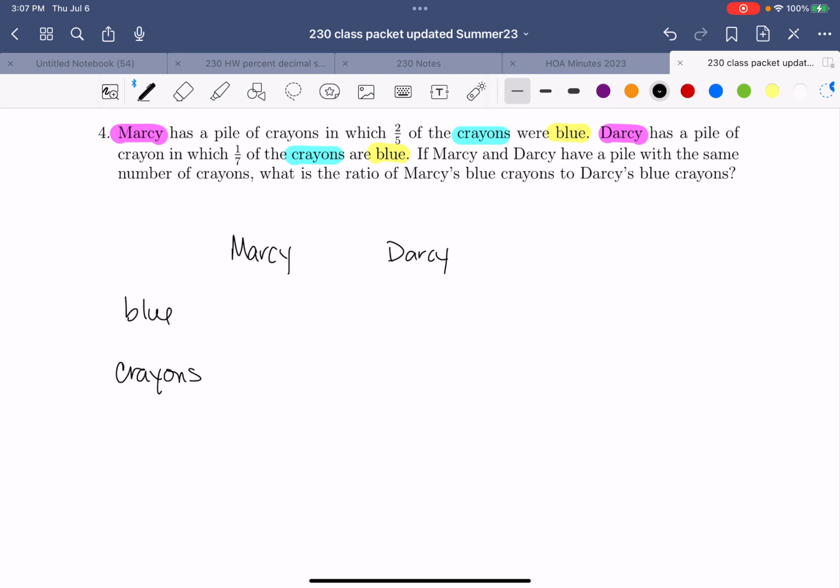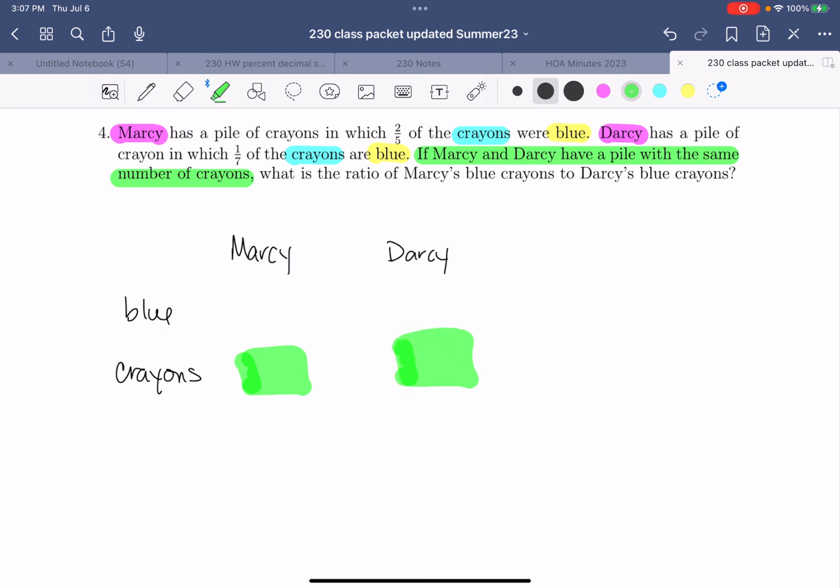Then I'm going to put these in here the way they need to go in. And then I'm going to look at the next statement, which is what's most important here. It says, if Marcy and Darcy have a pile with the same number of crayons. That means Marcy and Darcy have to have the same number of crayons. Well, this is the position for Marcy's crayons, and this is the position for Darcy's crayons. So I'm going to have to adjust my ratios, or get equivalent ratios, so that I have the same number in the denominator in this case. Once I do that, I can give you the ratio of Marcy's blue crayons to Darcy's blue crayons.